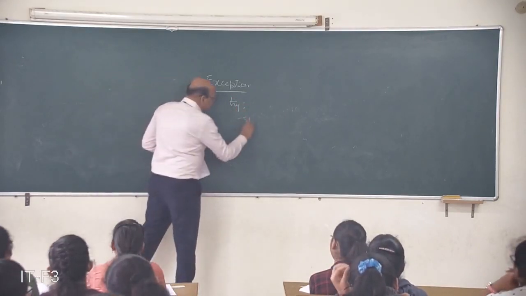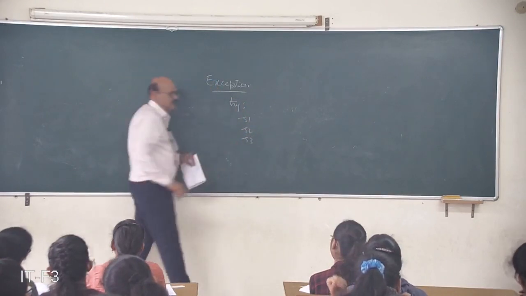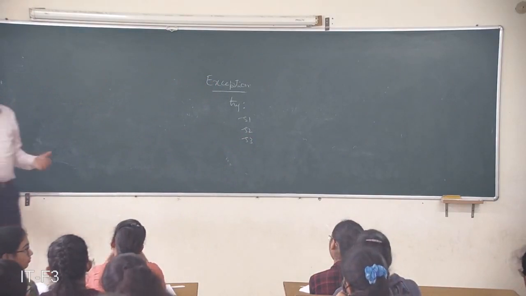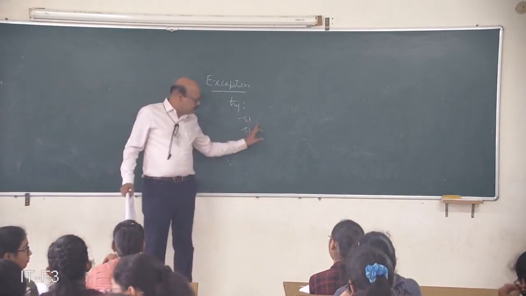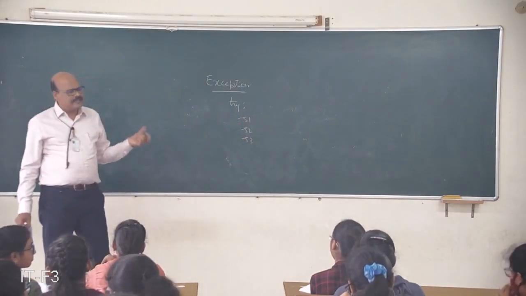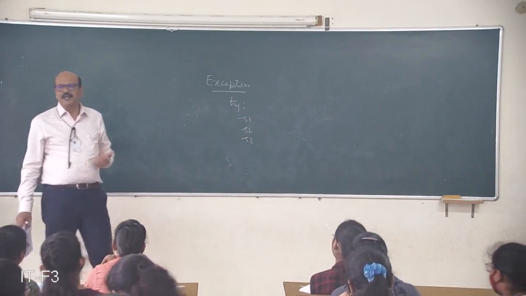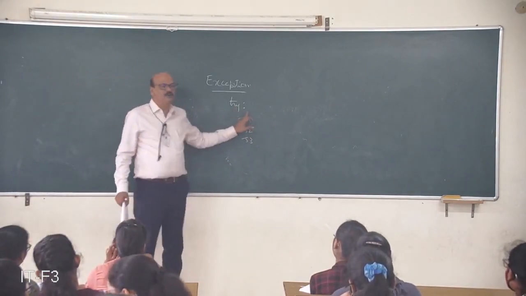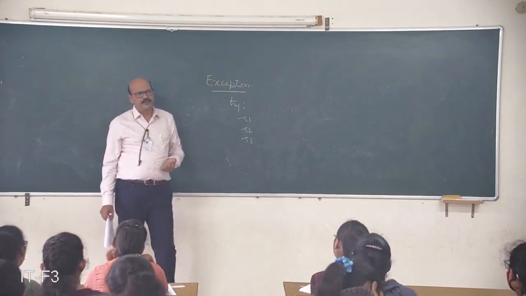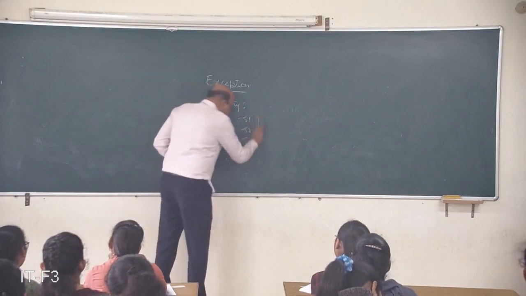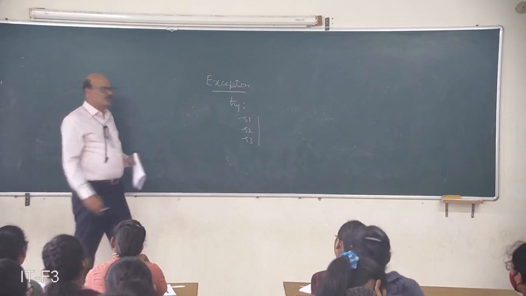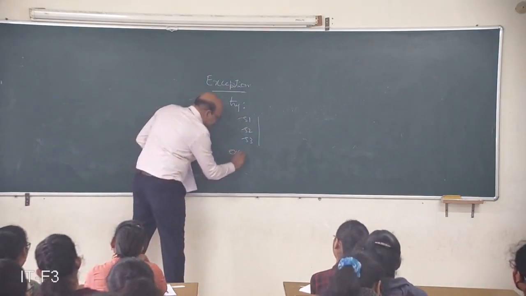So all the statements which are suspicious, assume that you have written a program, and as a programmer you feel that some statements are suspicious. Suspicious in the sense they are capable of raising some exceptions, some runtime errors. Such statements you have to put inside the try block or try statement. During the execution of these statements, if it raises an exception, here you have to write except.